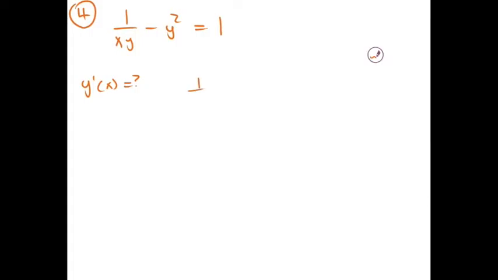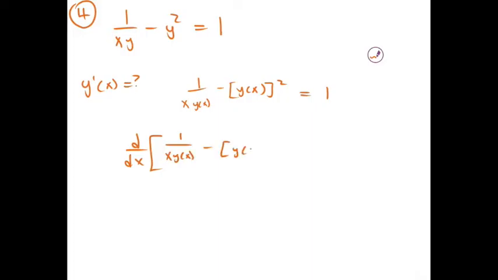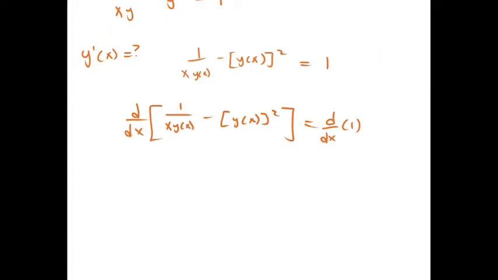So first we're going to turn these into y of x's. You don't have to do this step. This just makes it clear that you're doing a chain rule. So now we differentiate both sides with respect to x.